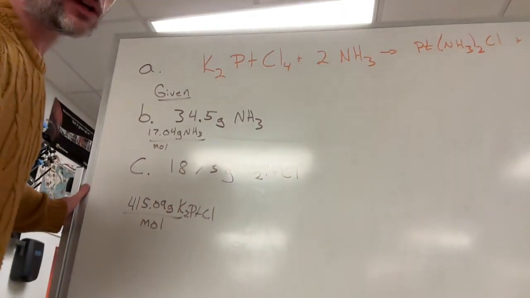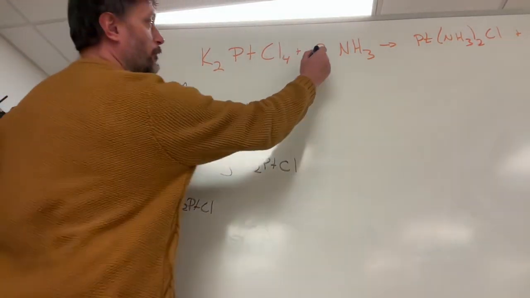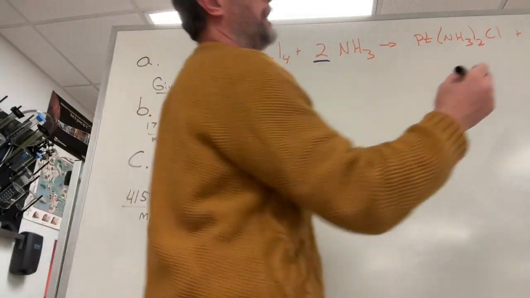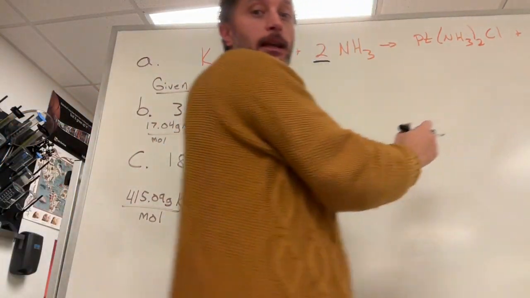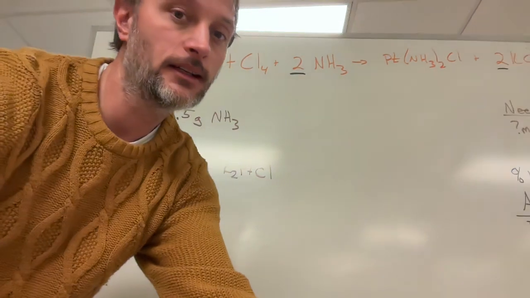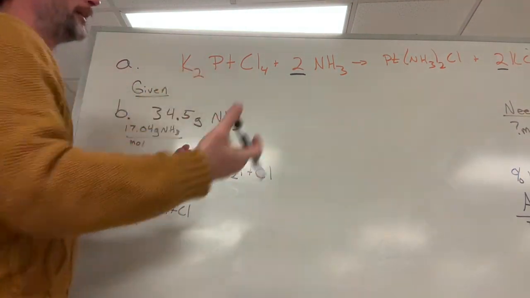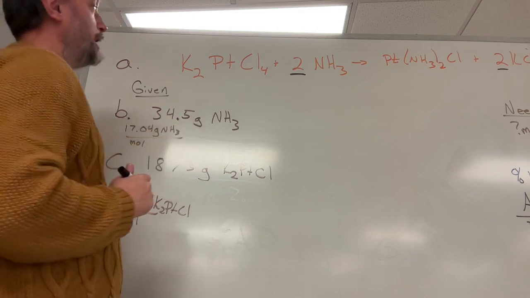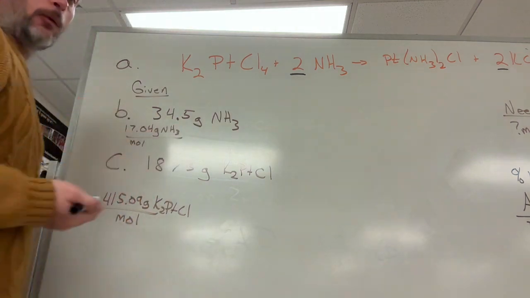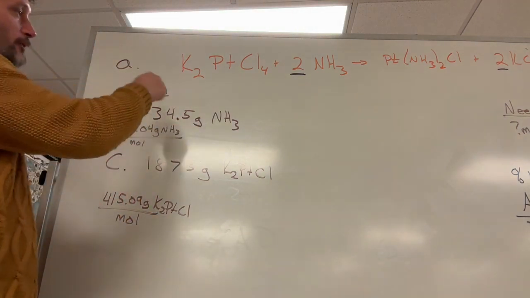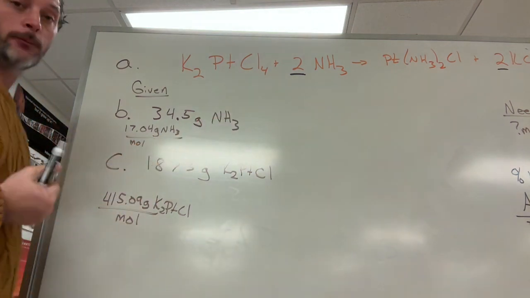Okay, so I've got my equation up top. I went ahead and balanced it. There should be a 2 in front of the NH3 and then a 2 in front of the KCl. I know we can't really see that because I've moved everything so that we can see better, but that took care of my balancing. So letter A is done. Now what I've got set up is my given and then my need over there.